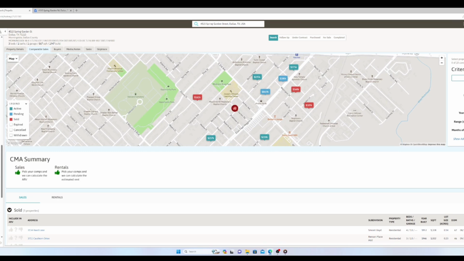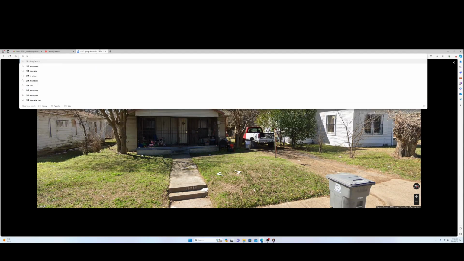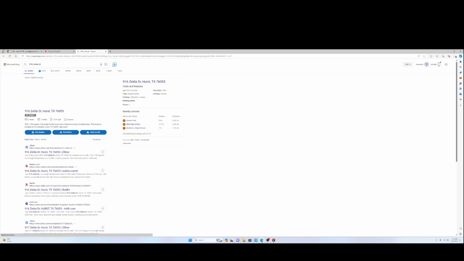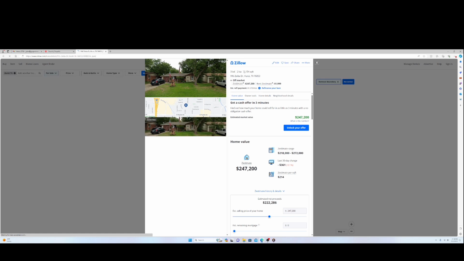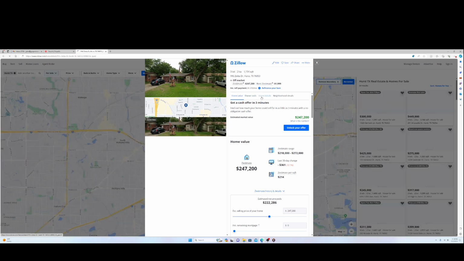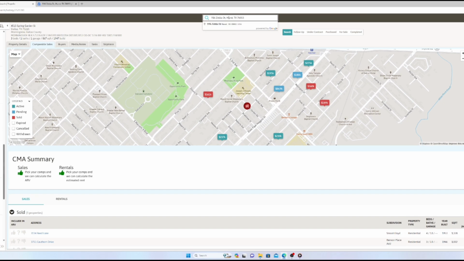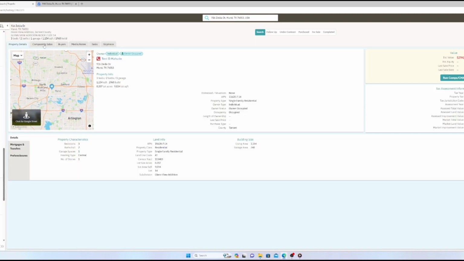Let's do one more comp. So comp number 2. First, again, we go to Zillow. We want to see baths, square feet, the year built, 1960. And let's get to running ARV. So we want to put it in Propelio, of course. Let's go to comparable sales.